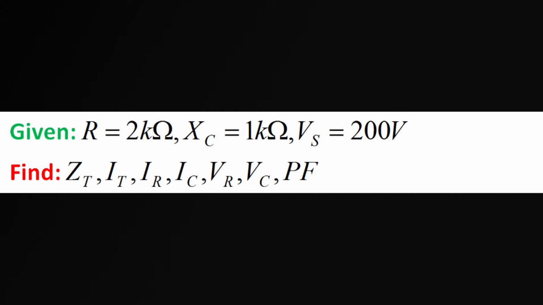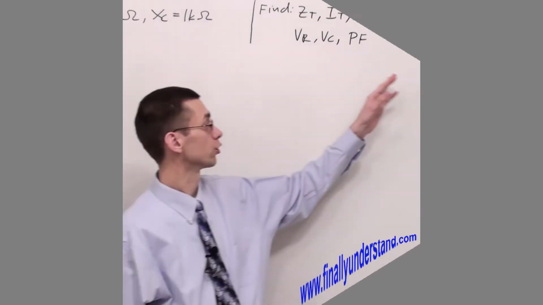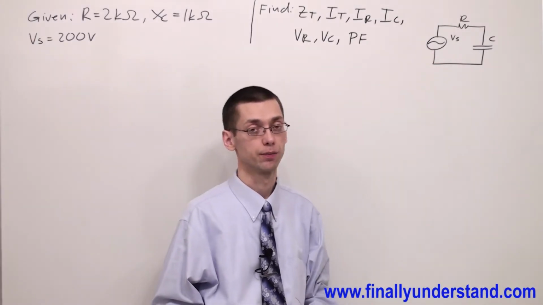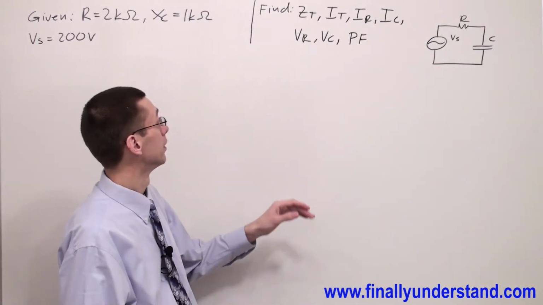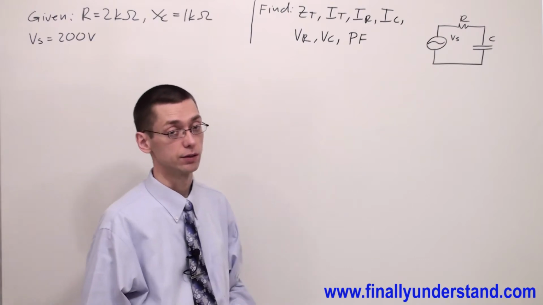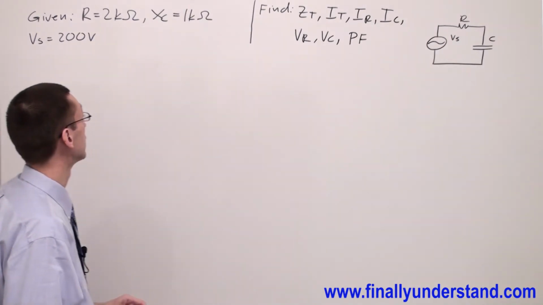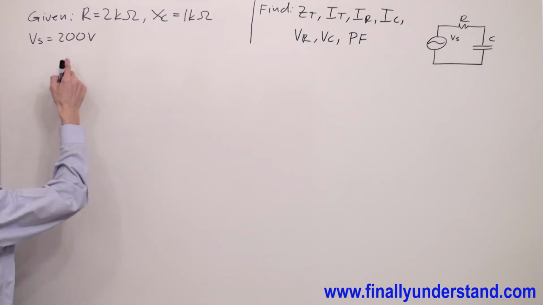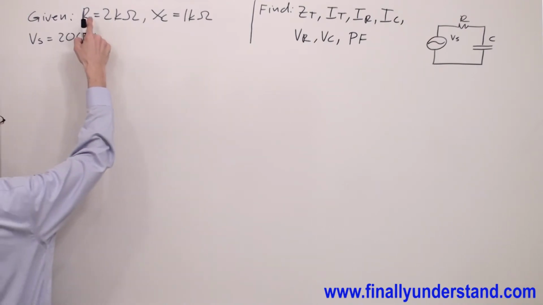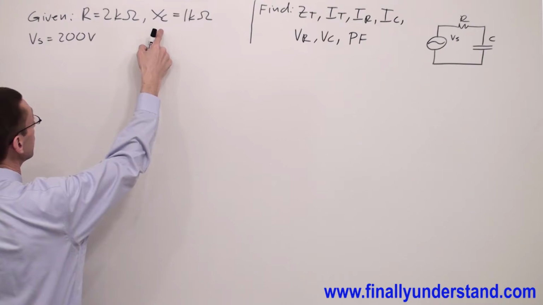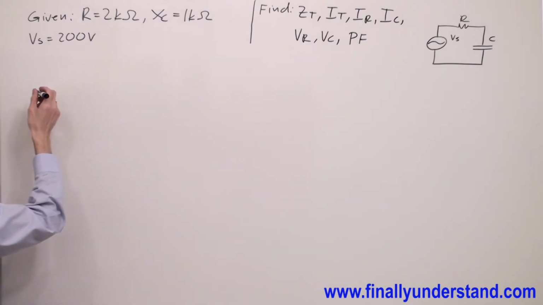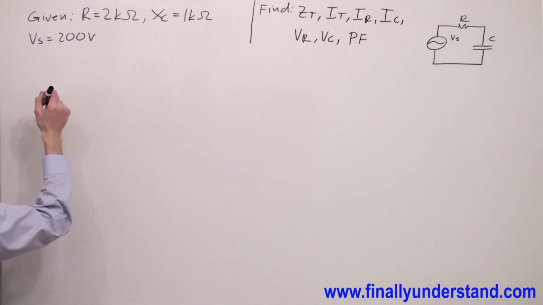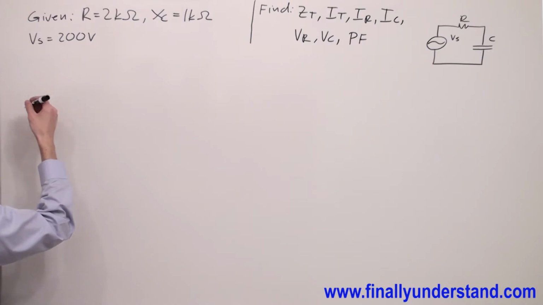Let's take a look at this example. We have a series circuit which contains a voltage source, resistor and capacitor. We're supposed to find the following quantities. In order to find Z total, we can simply add the resistance with the capacitive reactance, or in other words, the impedance of the capacitor.